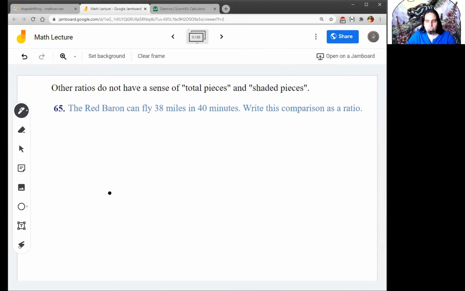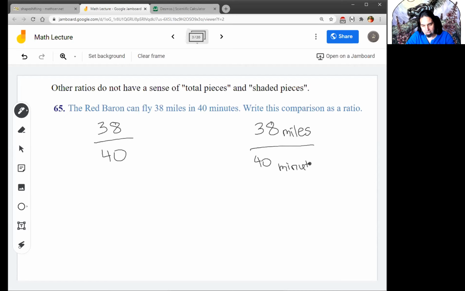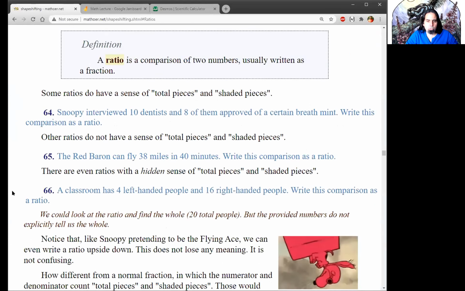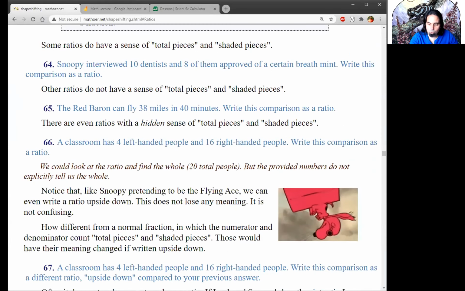Just tell me one to write on top of the other. 38/40, good enough. If you wanted, you could label it miles and minutes. If you wanted to flip things upside down, you could. We have a lot of flexibility here. There are even ratios with a hidden sense of total pieces and shaded pieces.